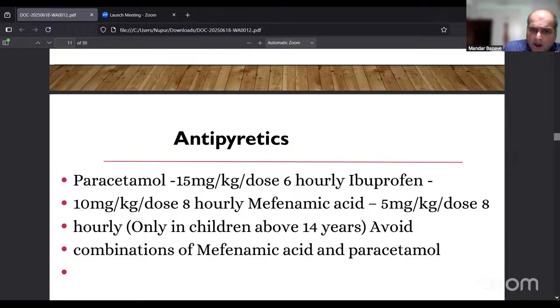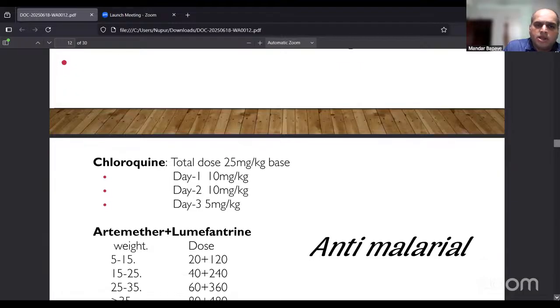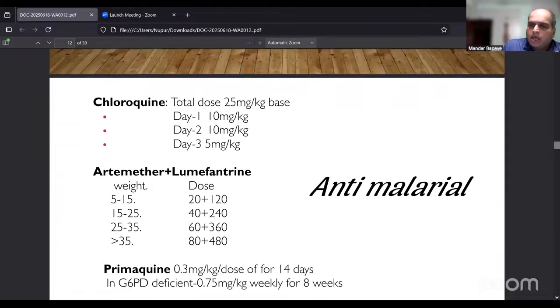You should avoid giving mefenamic acid to children less than 14 years, and always avoid giving combinations of mefenamic acid and paracetamol. It has got no sense. The anti-malarials nowadays, we are seeing malarias.